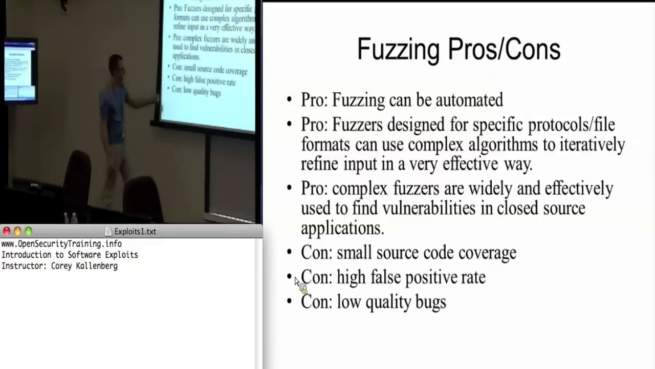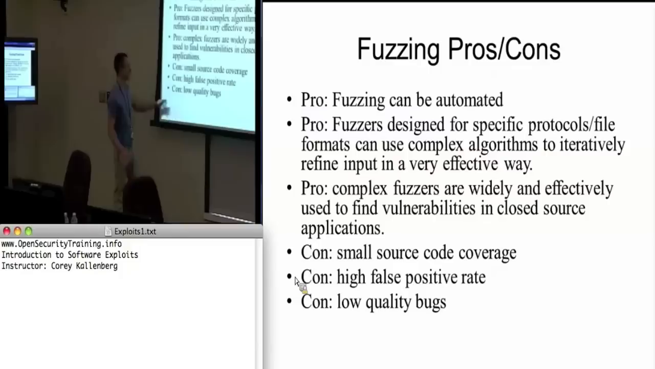Con, high false positive. You're going to get a lot of crashes. Only a small subset of those will actually be exploitable. Another con is what I call low quality bugs, generally because if you can program a computer to just fuzz these bugs out, if a fuzzer can find it, then someone else can fuzz and find that bug as well. So it's likely the bug isn't going to be very long lived, because someone else is going to come along and fuzz and find that bug as well.